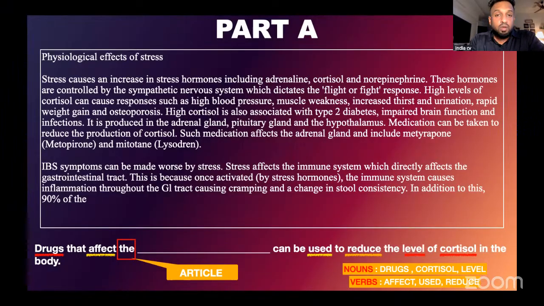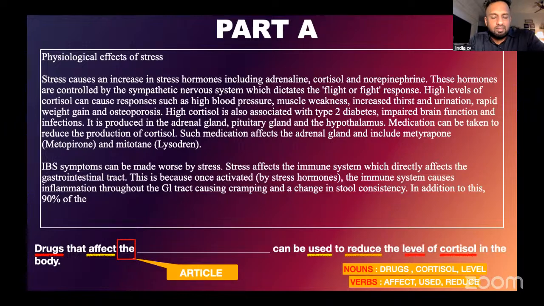Now, understand this. Our main subject in this question is what? Something about a drug that will affect something. So, obviously, a noun, a drug which is going to affect something, which is a noun, a proper noun, can be used to reduce the level of cortisol. So, your keywords over here are two things. One is cortisol. Always your keyword would be a noun or a verb.